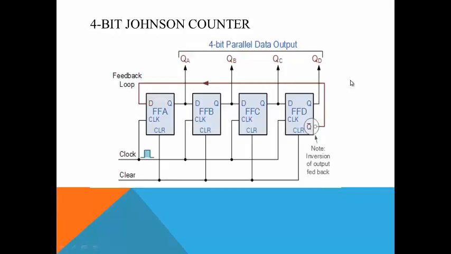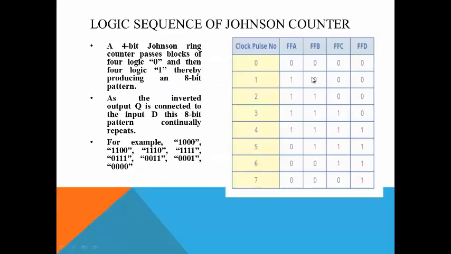Q bar of the last flip-flop is connected over here. Initially everything is reset, so this will be 1. Here this will be 0 and this will be 1. So this 1 will come here and this 1 will be shifted here. Again this will be 1, so you will get one more 1, and one more 1, until this becomes 1. When this becomes 1, this will become 0, and then zeros will be introduced here. So now your pattern will be like this.